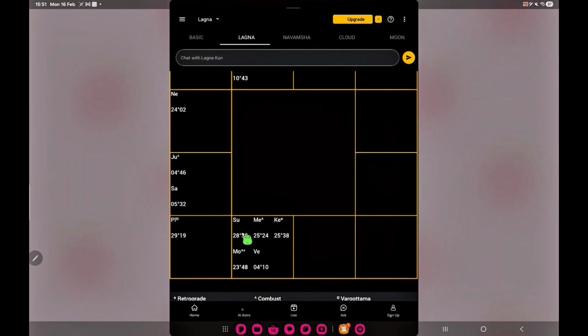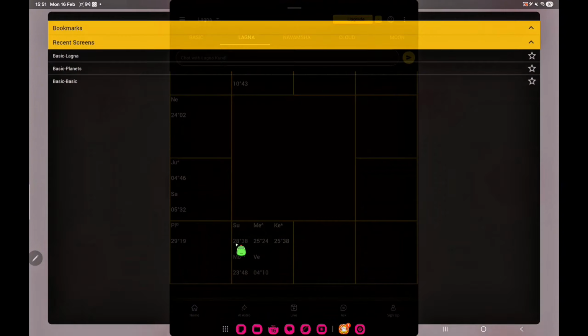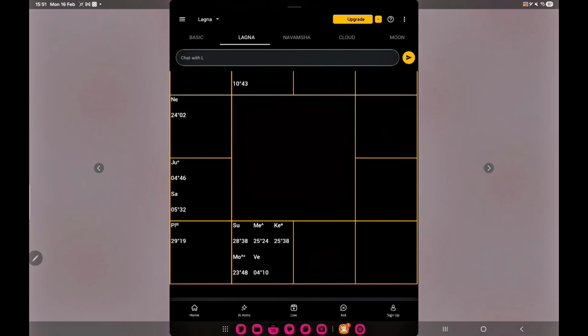Now the Sun would be going into Sagittarius or Dhanus on December 15th. So this is December 14th, right? December 15th is another 2 degrees more. The Sun would be going into Sagittarius or Dhanus Rasi.